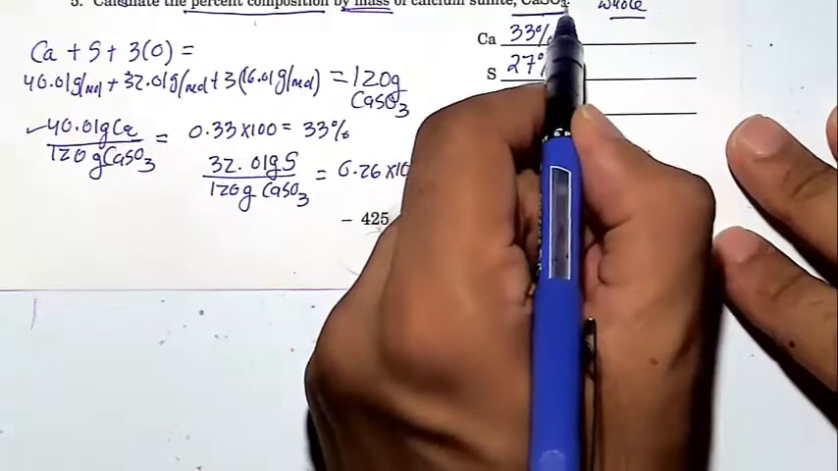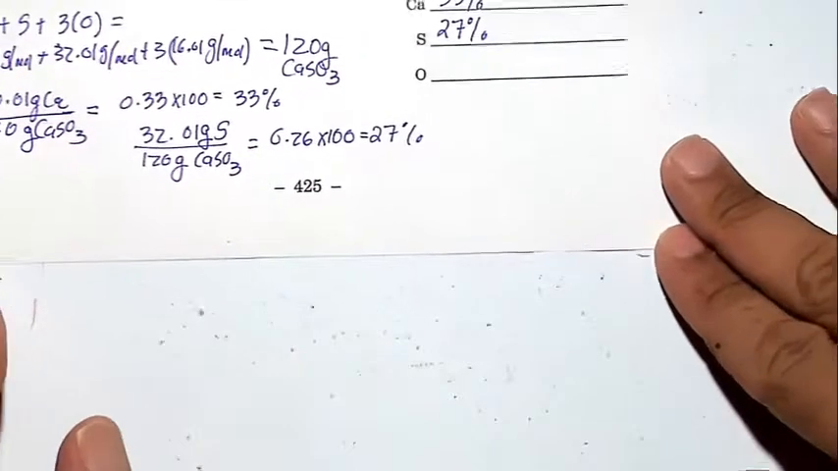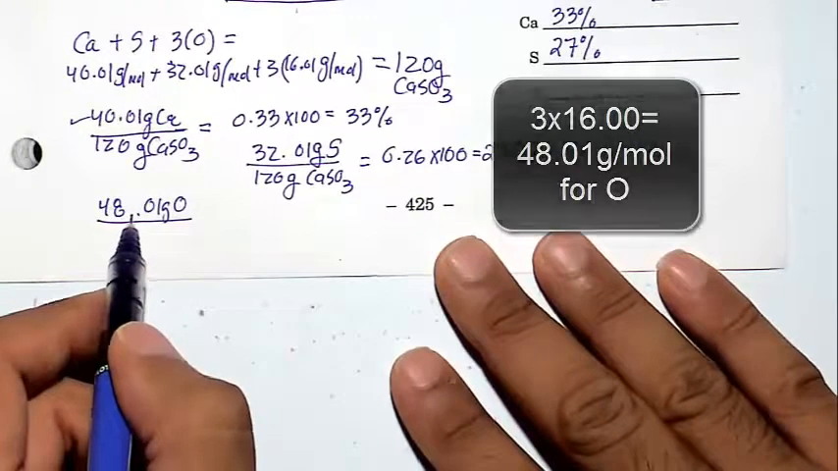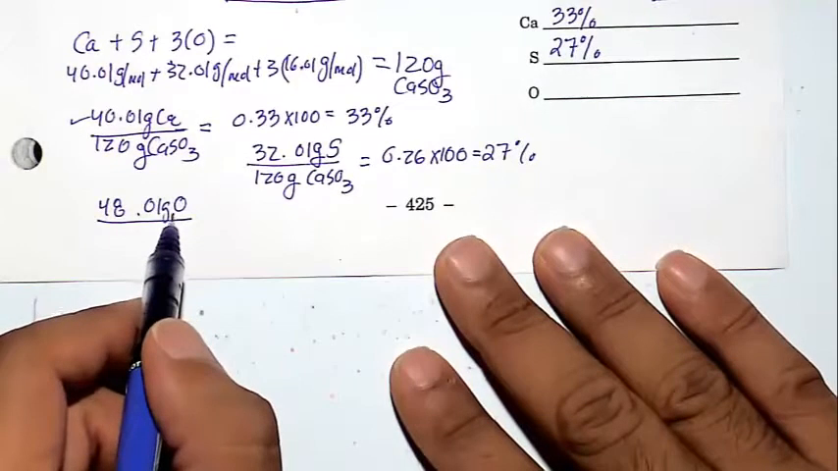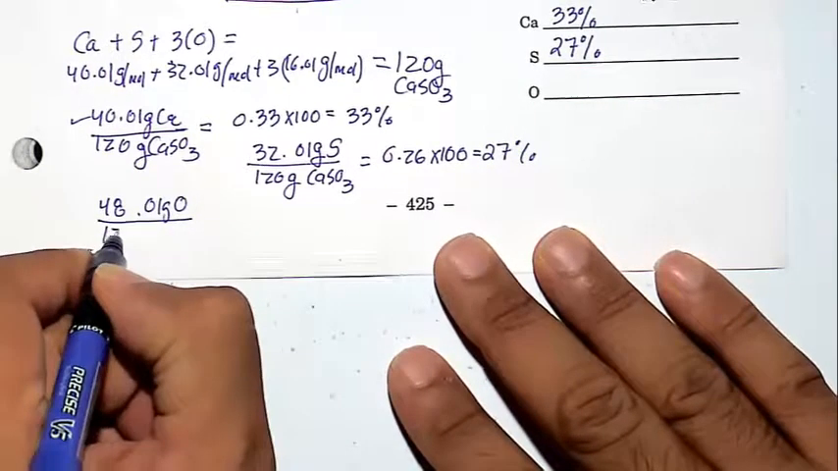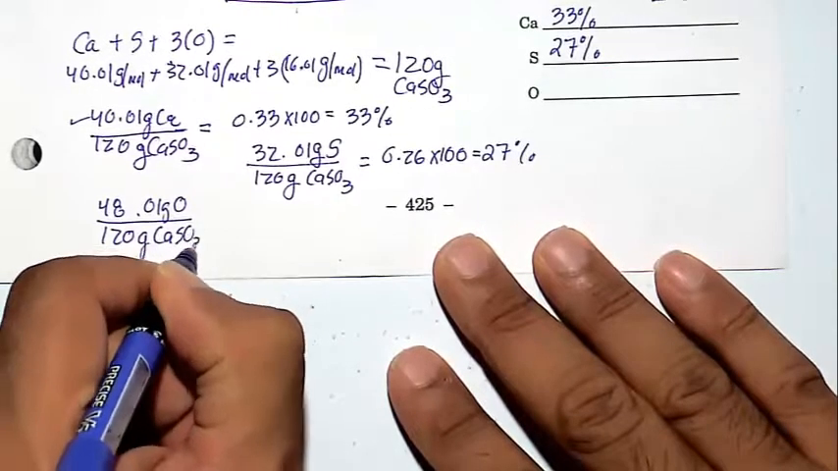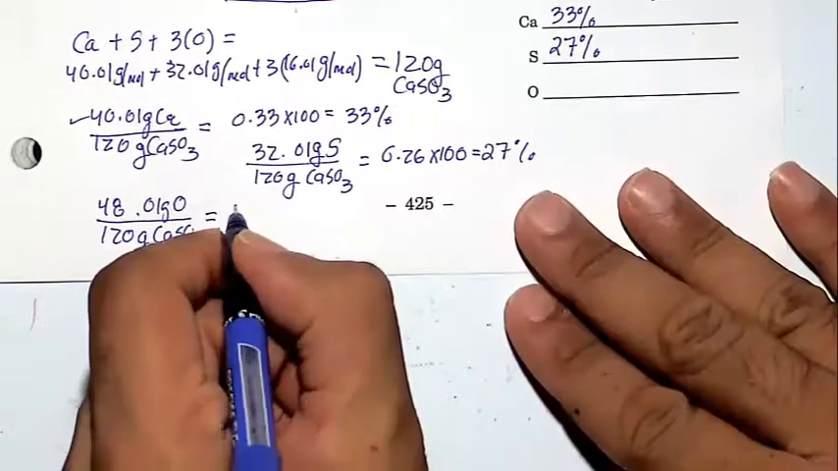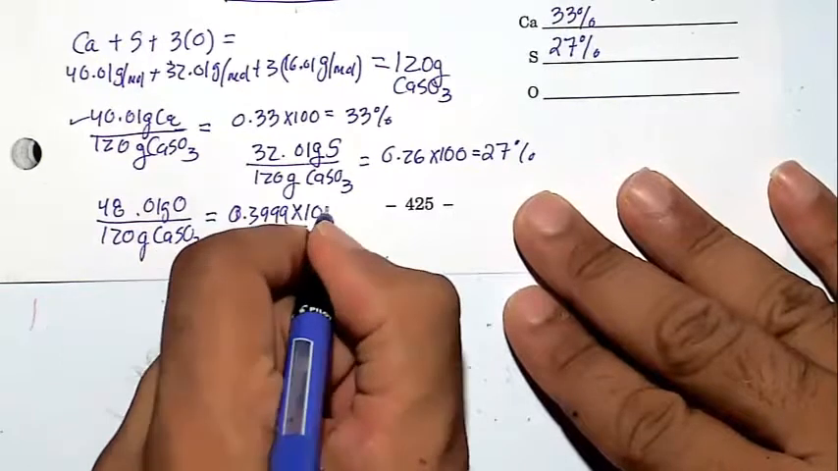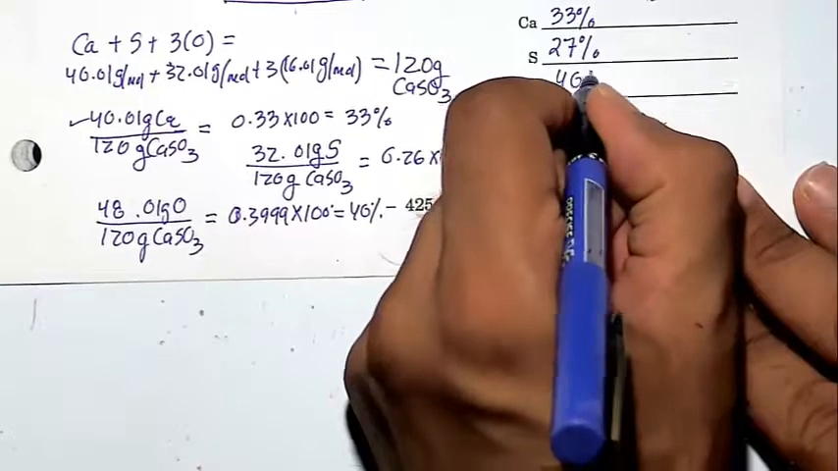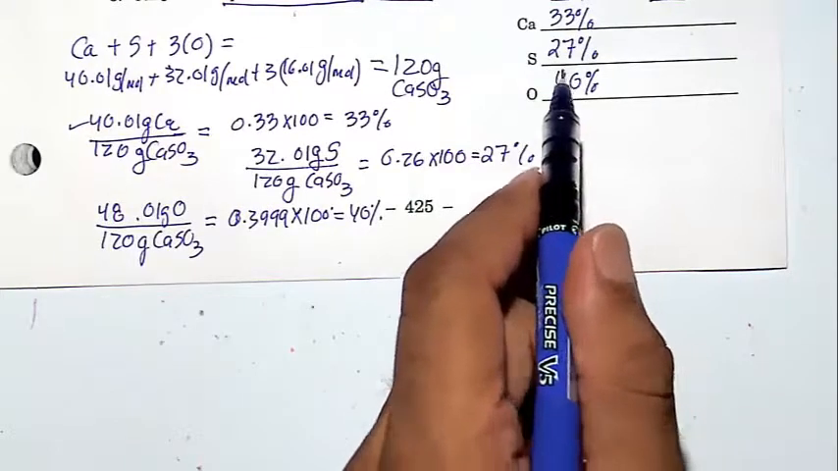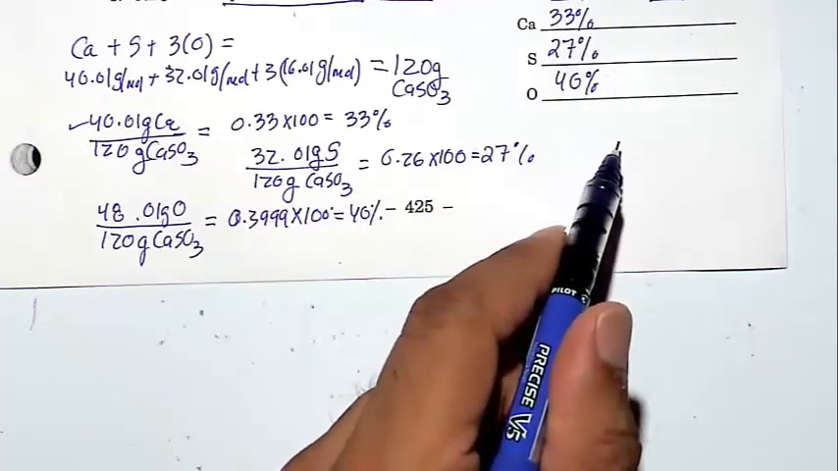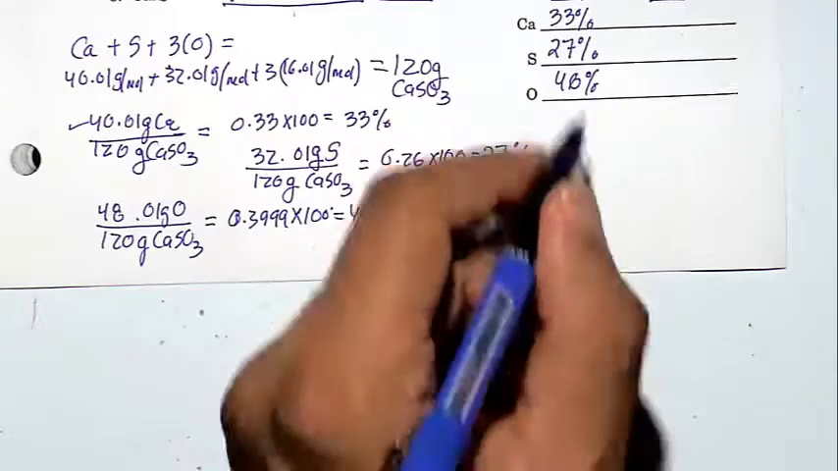And how much oxygen do I have now? I have 3 moles of oxygen for every 1 mole of calcium sulfite. That gives me 48.01 grams of oxygen. It's 3 oxygens, so I have to multiply 16 by 3 to get 48. That's my part. My whole is 120 grams of calcium sulfite. So what's 48 divided by 120? It's 0.39999. I'll round that up, and when I multiply it by 100, it's 40% oxygen. 33% calcium in calcium sulfite, 27% sulfur in calcium sulfite, and 40% oxygen in calcium sulfite.